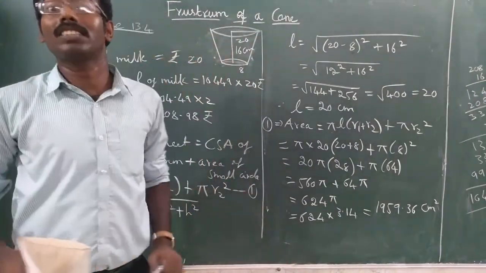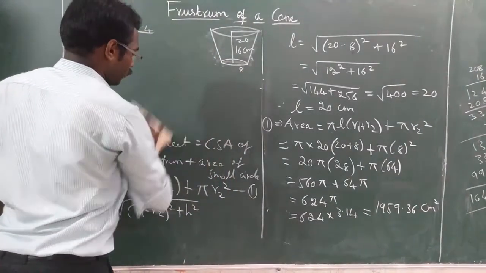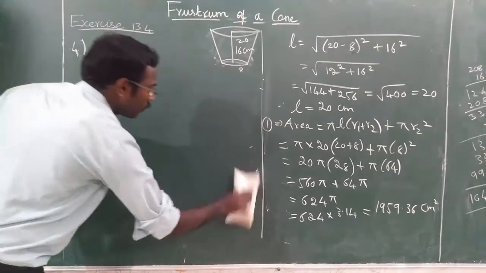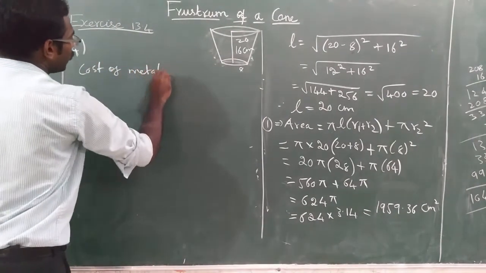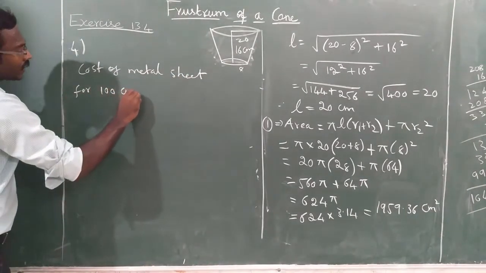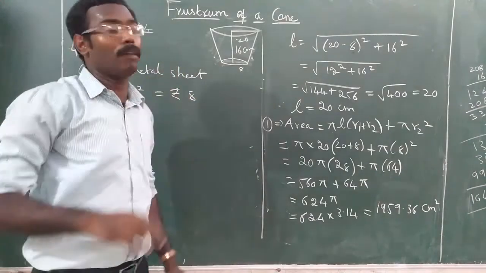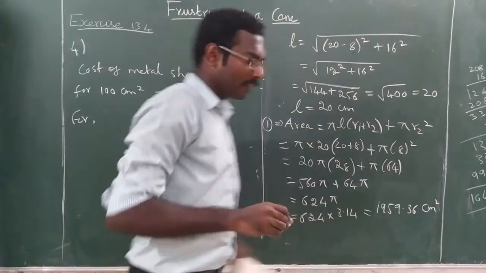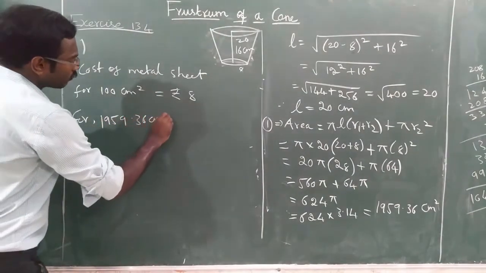Now you have to find the cost of the metal sheet. Okay. So let me write here. Cost of metal sheet. How much? Cost of metal sheet. For 100 centimeter square, it is equal to rupees 8 per 100. Per 100 means divided by 100. So for what is the centimeter square here? 1959.36 centimeter square is equal to.